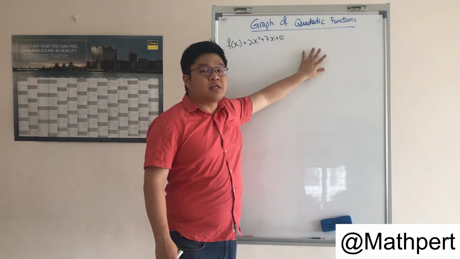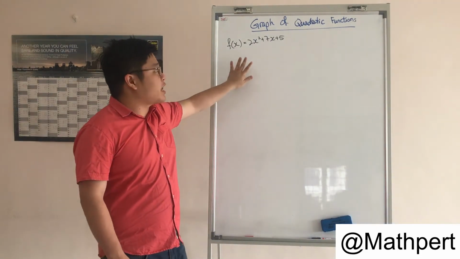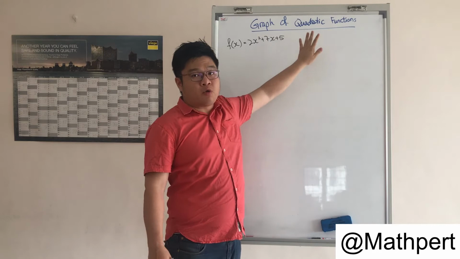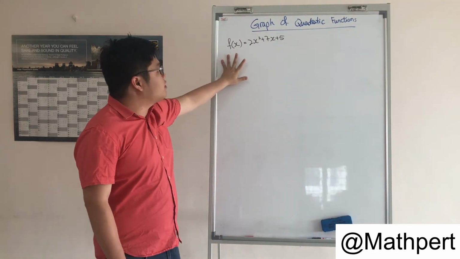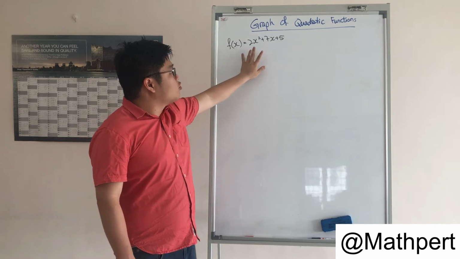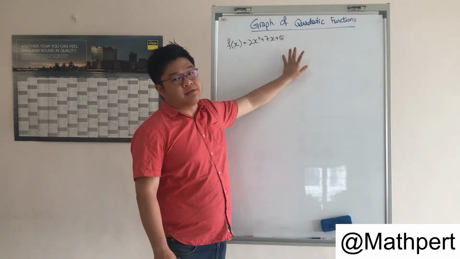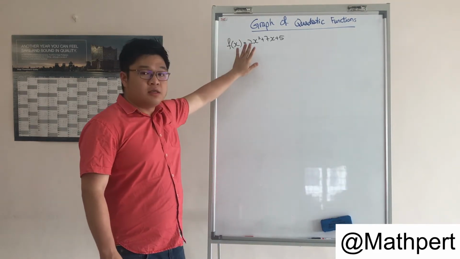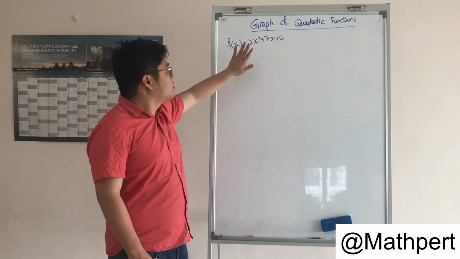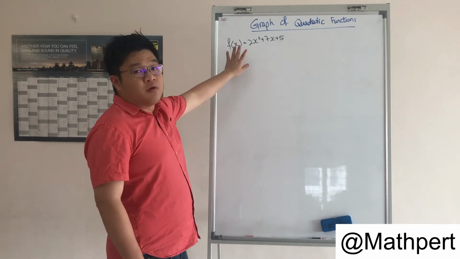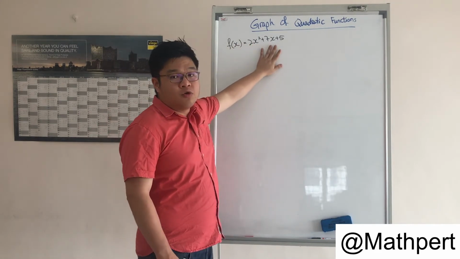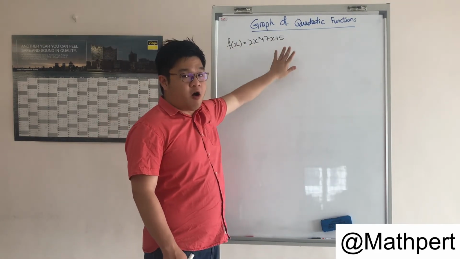Functions. In this subtopic, we learn how to sketch a graph for quadratic functions. So now let's take a look at these questions. Given f(x) equals 2x squared plus 7x plus 5, how do we sketch the graph for this? First, we change this function into completing square form.